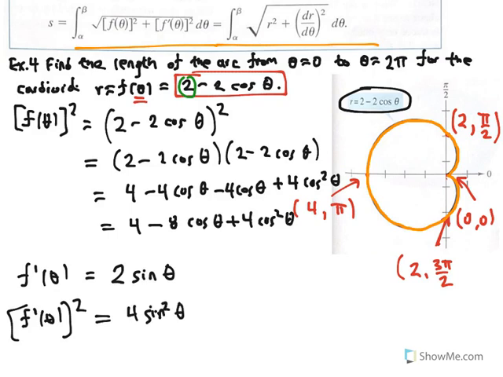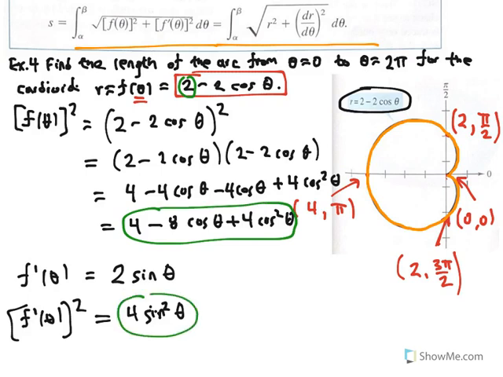So the next thing that you need to do is, of course, go ahead and substitute this into our integration formula. So when you do that, you're going to have the definite integral. So arc length is given by the definite integral from alpha to beta, from 0 to 2 pi, to complete the cardioid that you see in the graph.